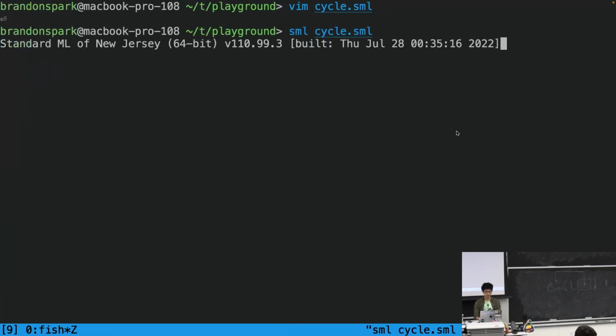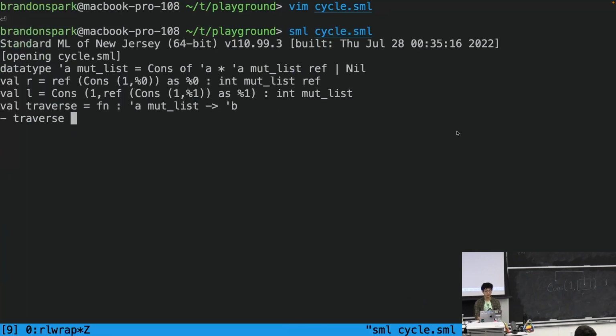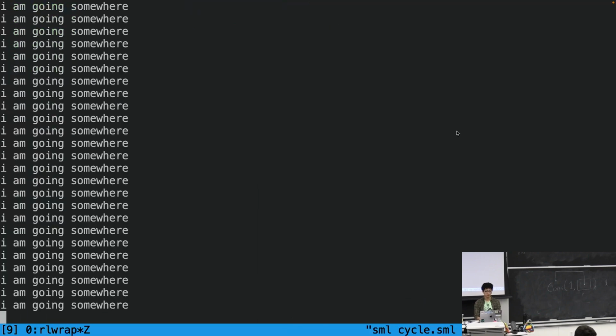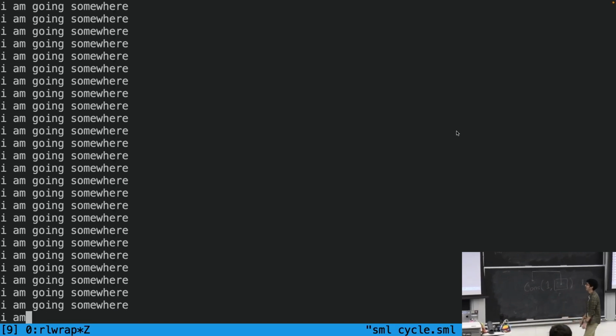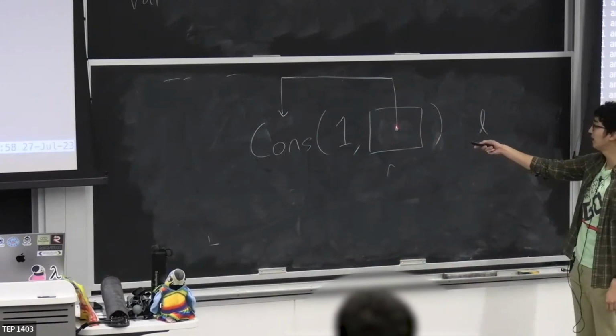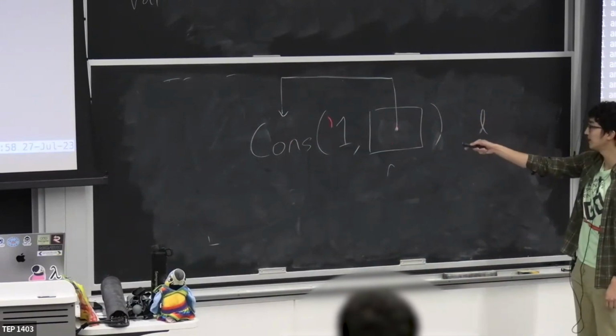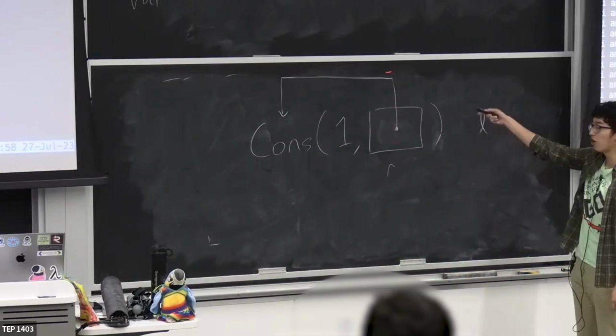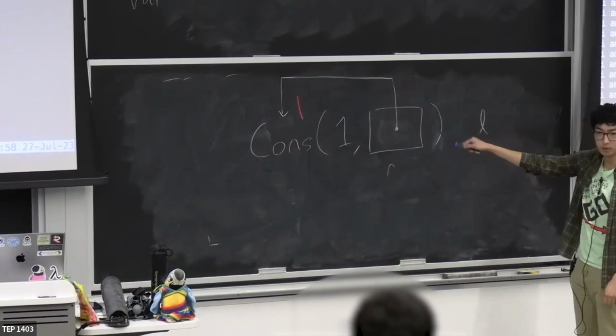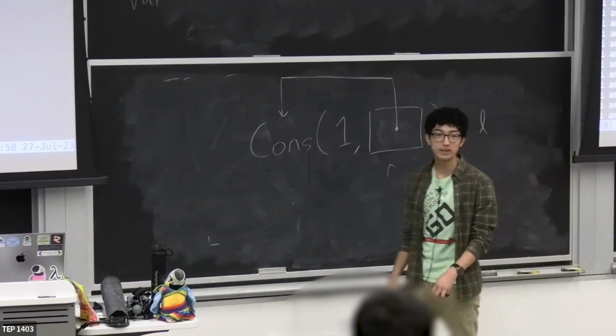Let me do traverse on L. Infinite loop, because I go here. This is like, there's something like this on your homework. Not exactly like this, but what I'm doing is I'm unpacking this value, and I go to it, and I call traverse on this, and then I unpack this, and I call traverse on this, and then I'm looping forever.